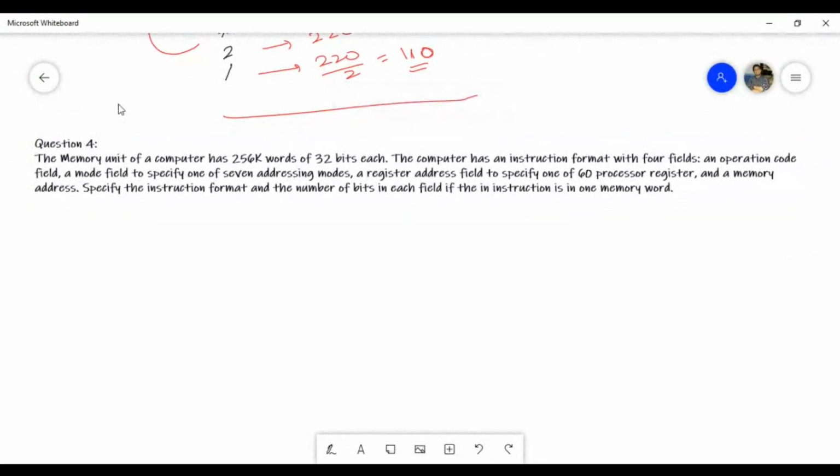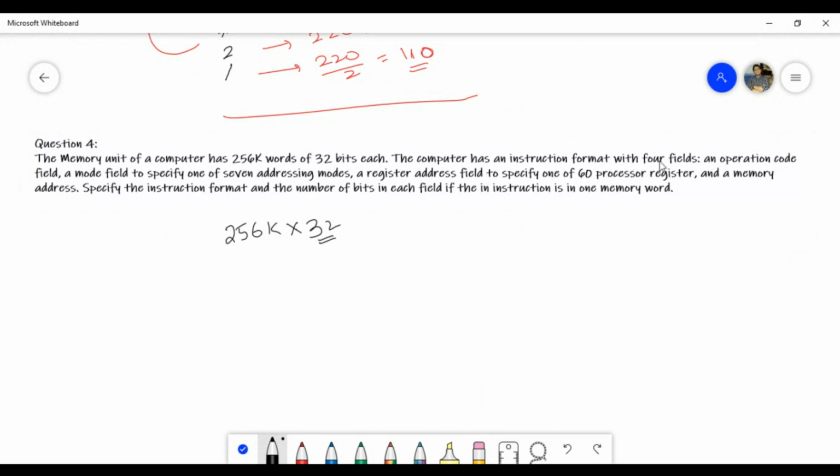The memory unit of the computer has 256 kilowords of 32 bits each. That means it has 256 K words, where a word means 32 bits.